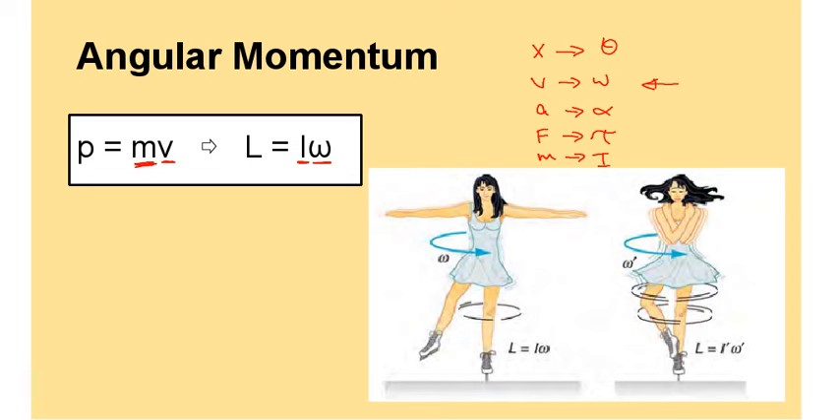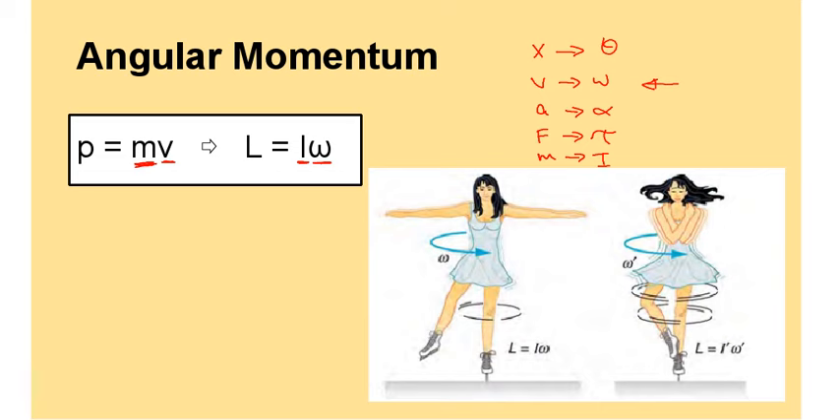The picture of the skater is kind of traditional at this point to talk about. Here's the skater, and she's turning at some speed omega. The way her mass is distributed determines her moment of inertia. So the angular momentum would be equal to her moment of inertia times her angular velocity. If she pulls her arms in, that changes the distribution of her mass, that changes the moment of inertia, and the angular momentum has to change as well. The angular momentum doesn't change, but the angular velocity will change.